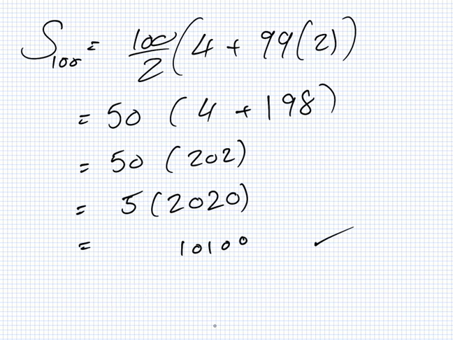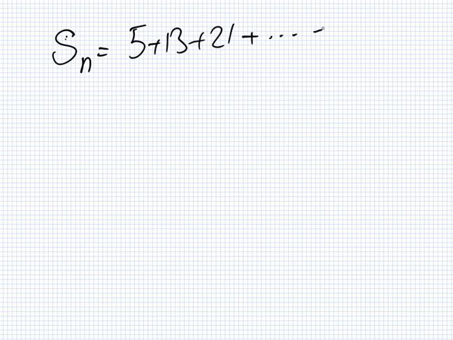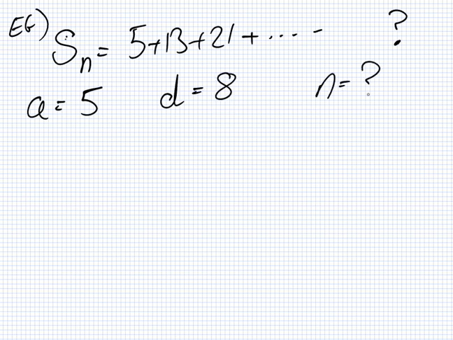Alright, next example. Can I go down? So we want to calculate the sum of this series. The only difference here is I don't tell you what the n is. I don't tell you how many there are, okay? So what's the a? 5. And the d? 8. And the n? We don't know.